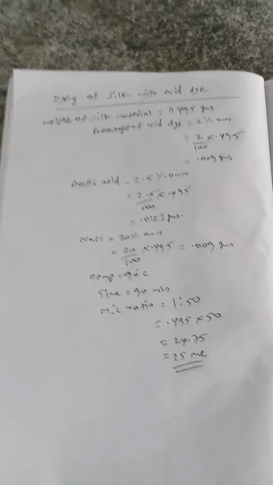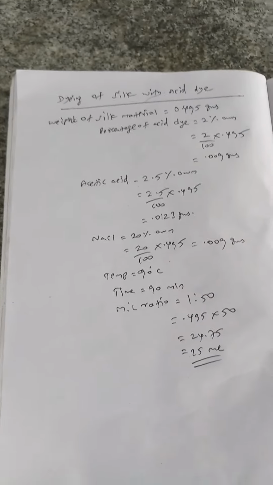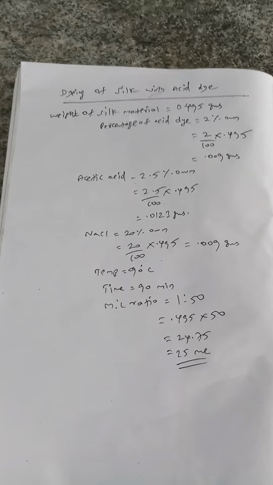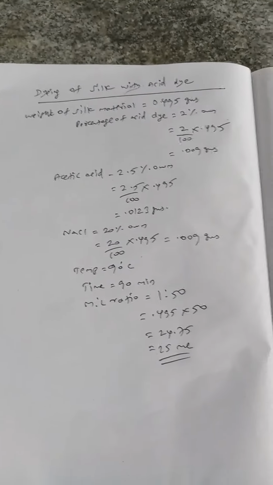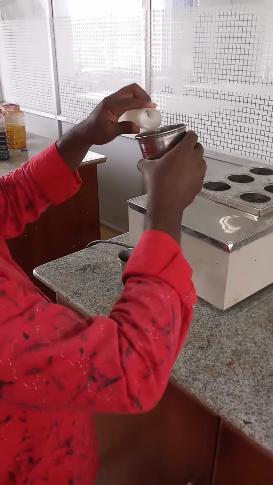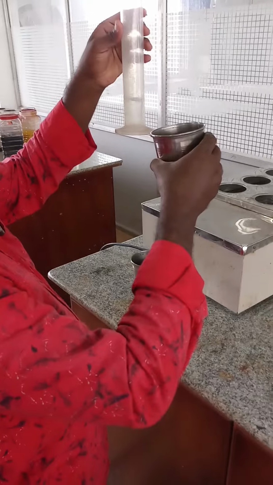0.009 grams. The temperature of 90 degrees centigrade has to be maintained throughout dyeing, and a time of nearly 60 to 90 minutes has to be followed during dyeing. The ml ratio to be taken as 25 ml. 25 ml of water has to be taken for dyeing.